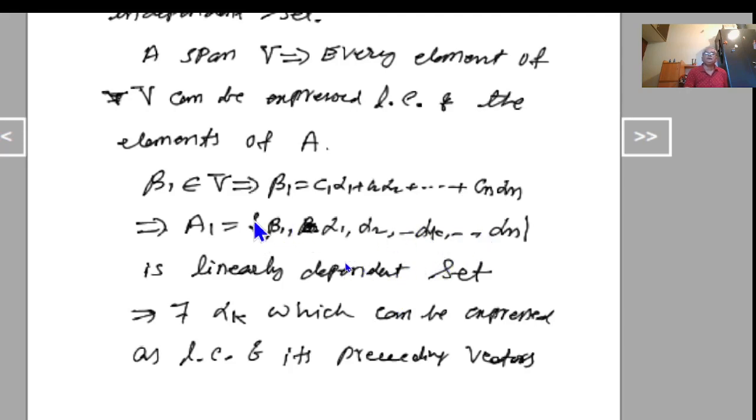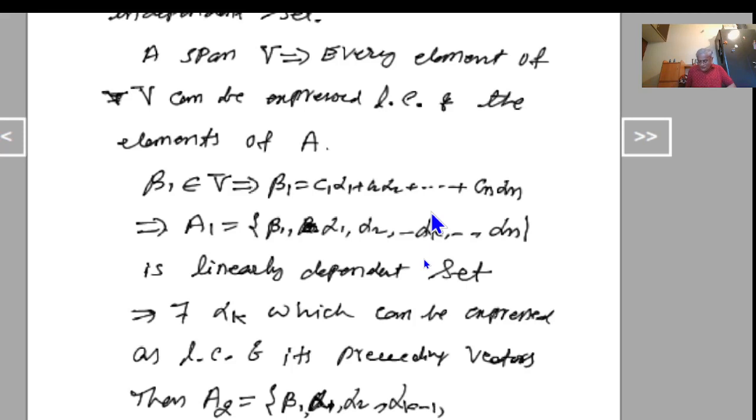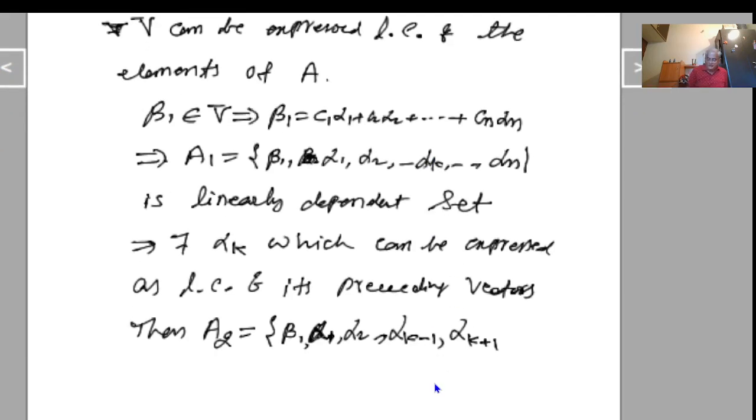That means here, to express a vector as the linear combination of these vectors, there is no need of including this alpha k, because alpha k can be expressed in terms of previous vectors. So I will remove this alpha k here, and I will write this new set as A2 is equal to beta 1, alpha 1, alpha 2, up to alpha k minus 1, alpha k plus 1, up to alpha n. I have removed this alpha k. Okay, it is not necessary here.